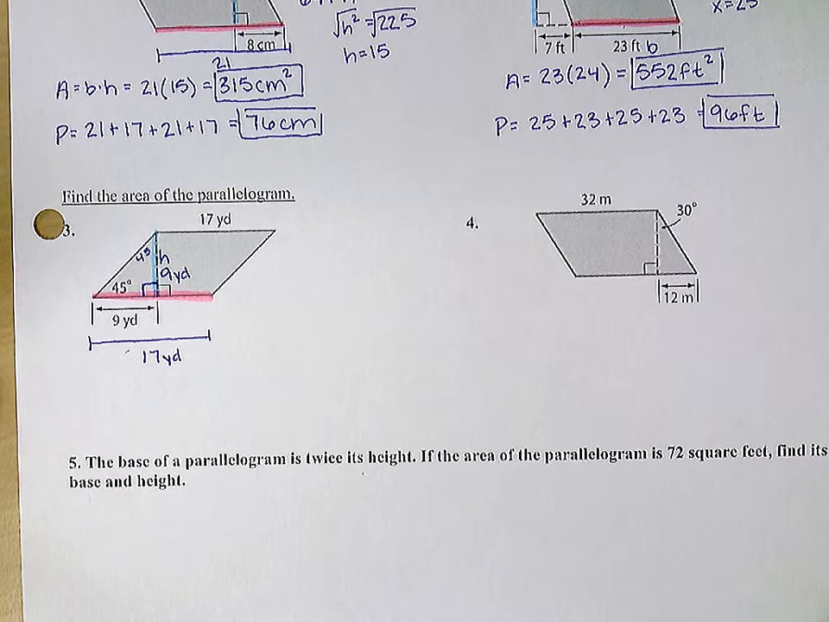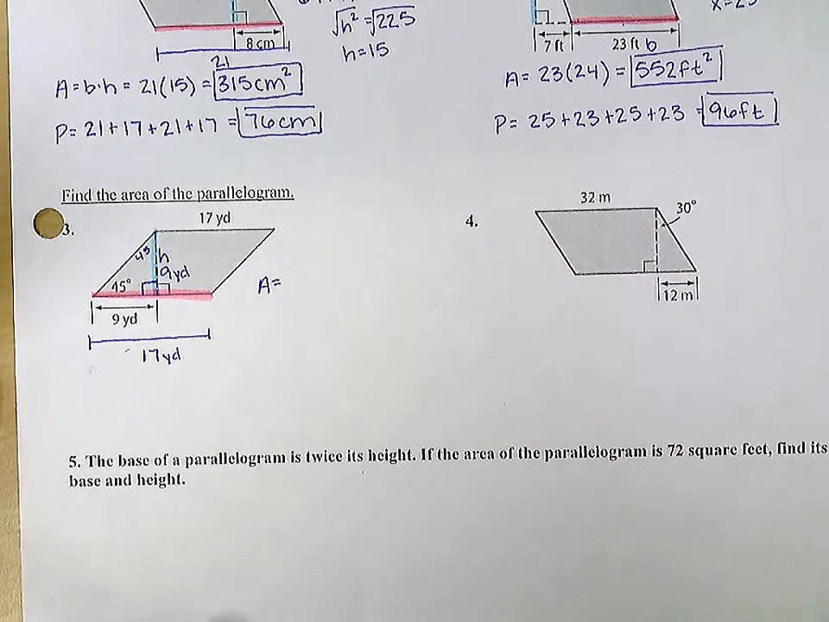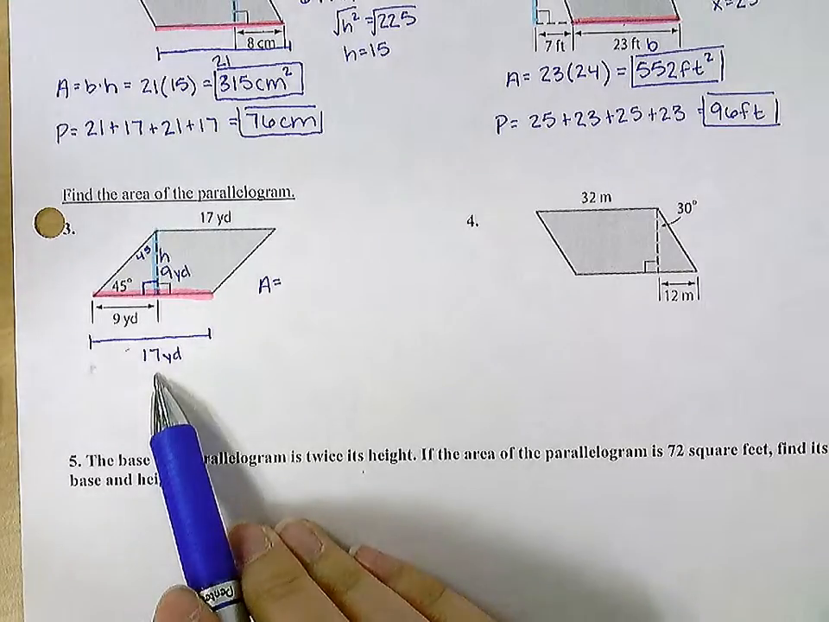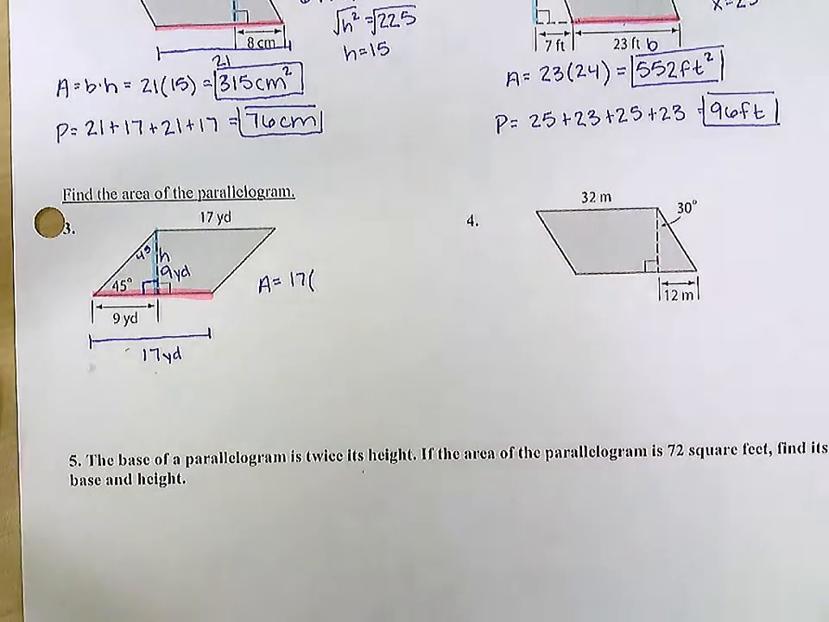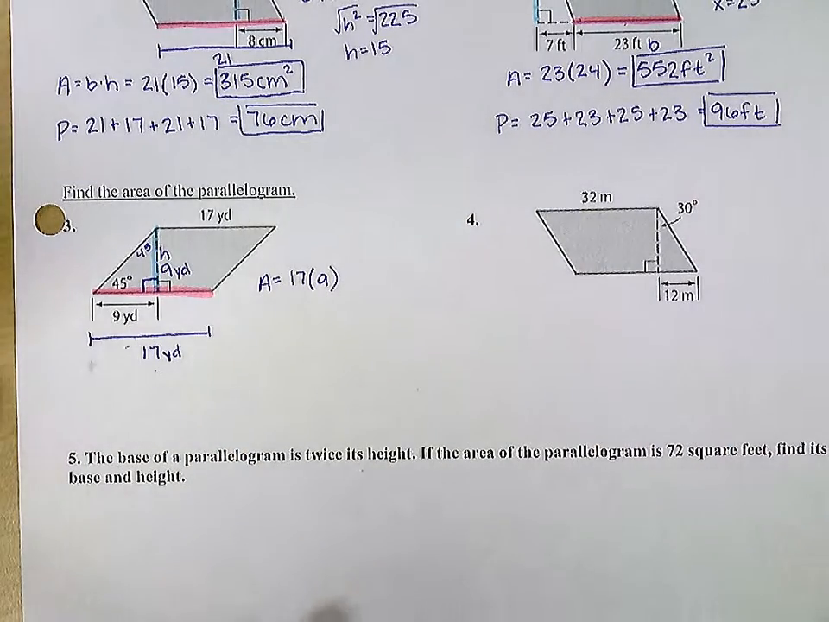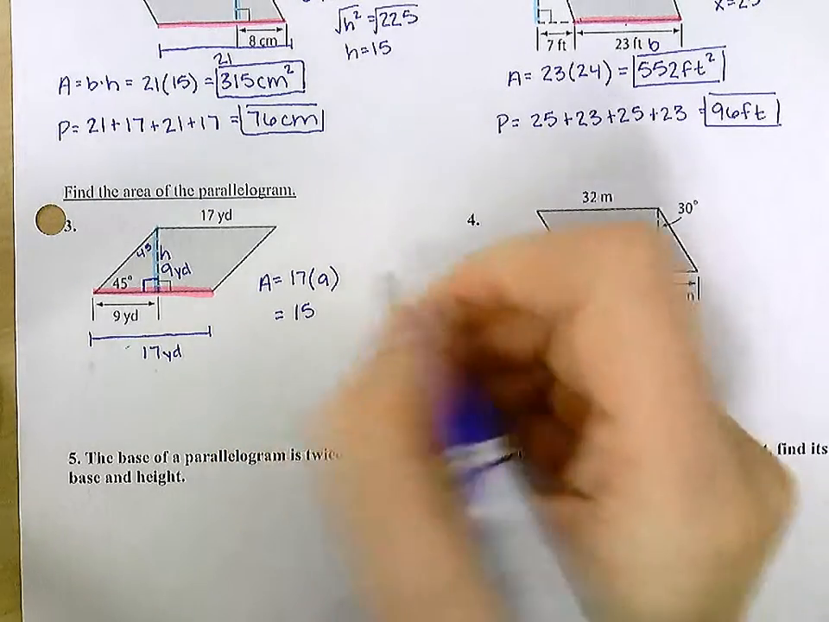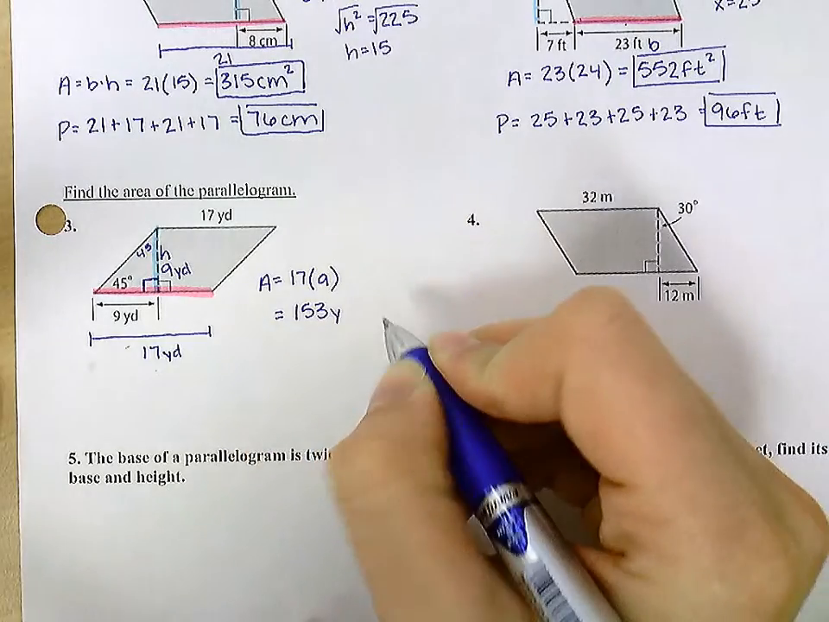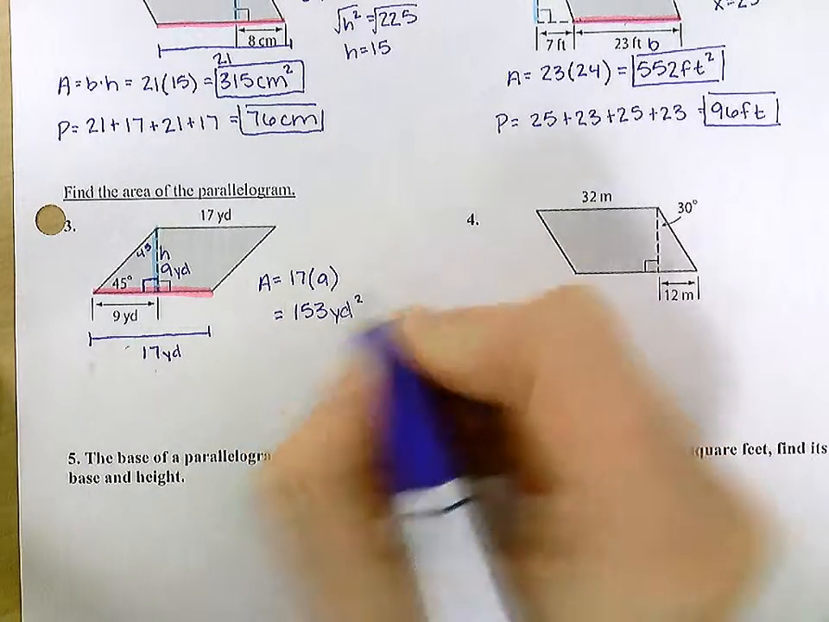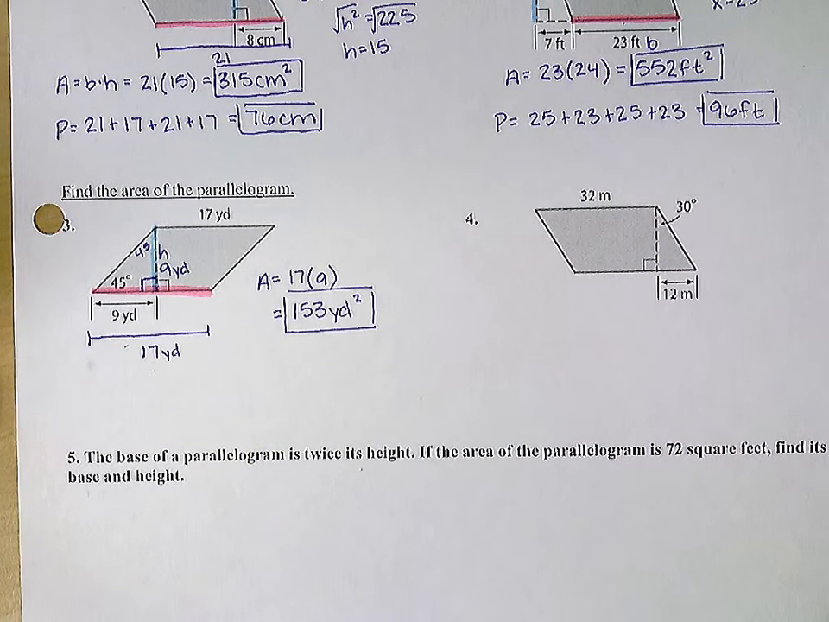So now I have the base and the height. So I can find the area of this parallelogram. The base is 17 times the height is 9. That is equal to 153. 153 yards squared. Questions on 3?